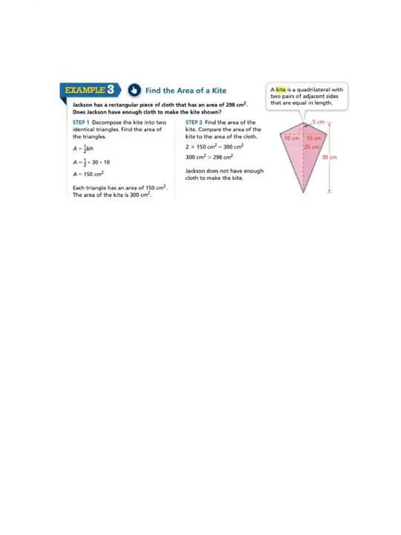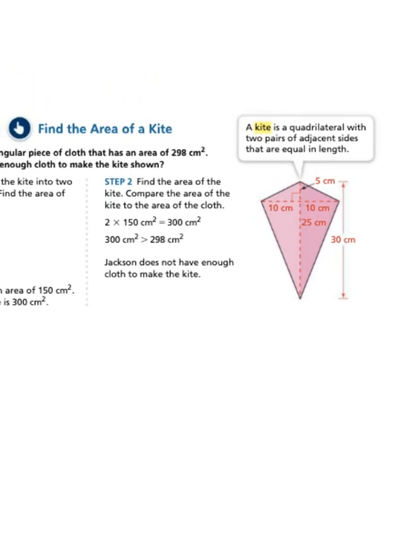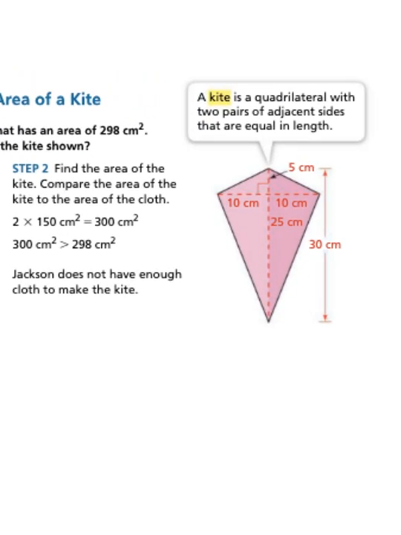All right, let's try area of a kite. If you look at this kite, a kite is a quadrilateral with two pairs of adjacent sides that are equal in length. So what does that mean? That means that this side is the same as this side, and that this side is congruent to this side. That means they're the same.